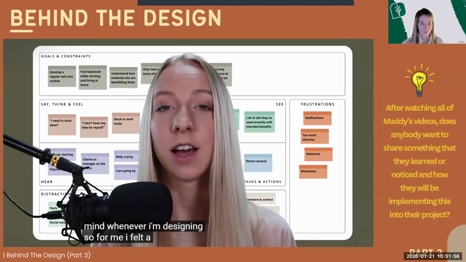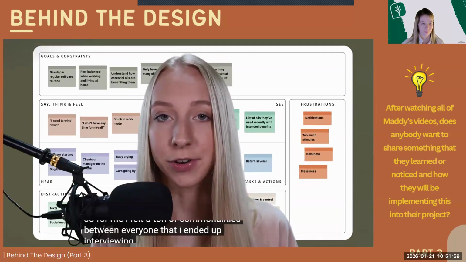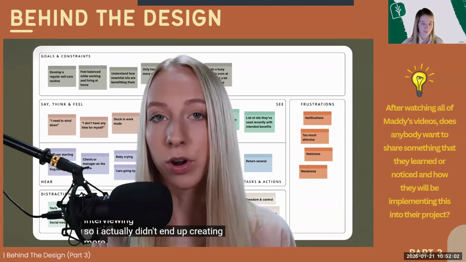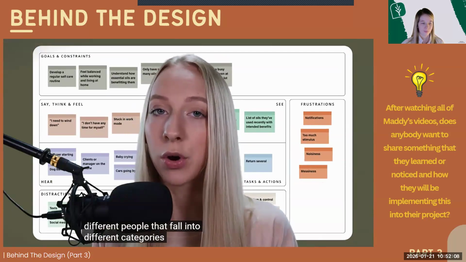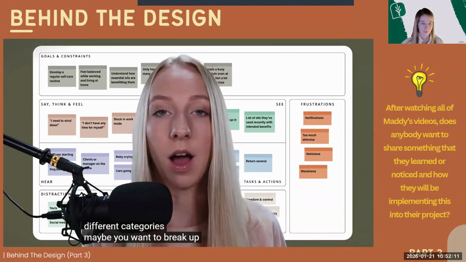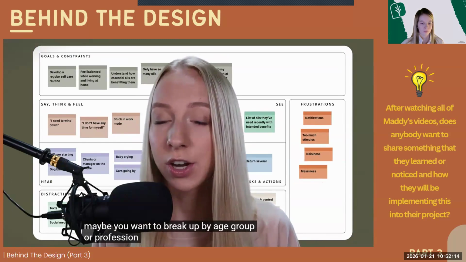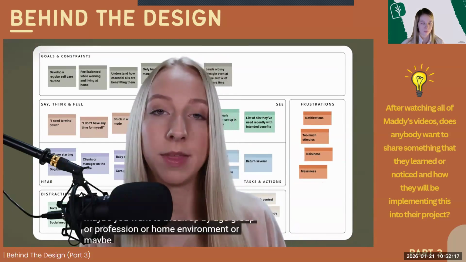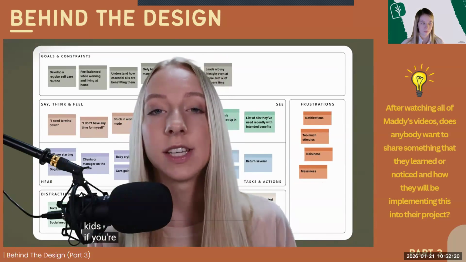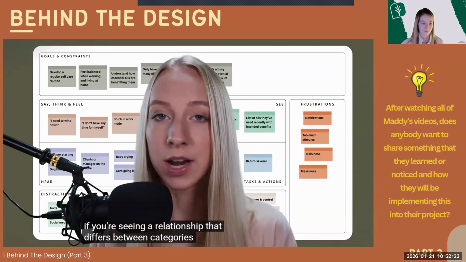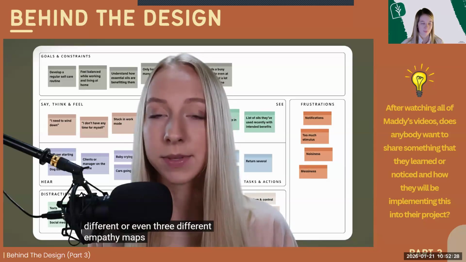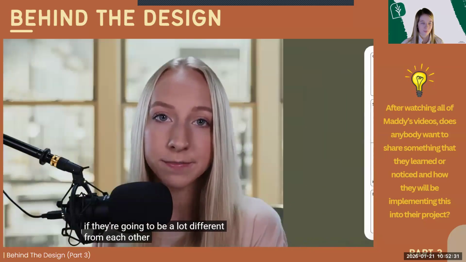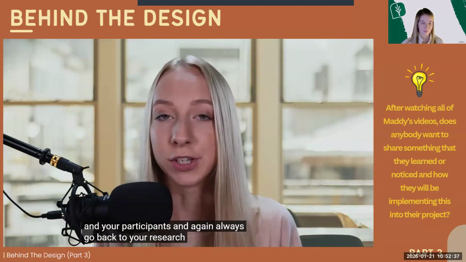So for me, I felt a ton of commonalities between everyone that I ended up interviewing. So I actually didn't end up creating more than one empathy map. But if you're interviewing a lot of different people that fall into different categories, maybe you want to break up by age group or profession or home environment, or maybe they have kids versus don't have kids. If you're seeing a relationship that differs between categories in that way, then you could definitely complete 2 different or even 3 different empathy maps if they're going to be a lot different from each other. It really just depends on your project and your participants. And again, always go back to your research goals.